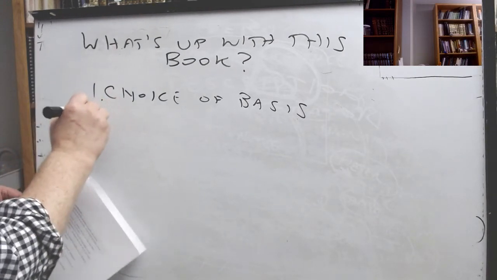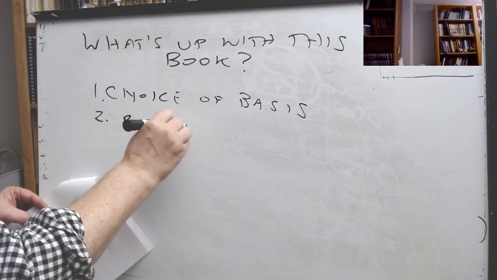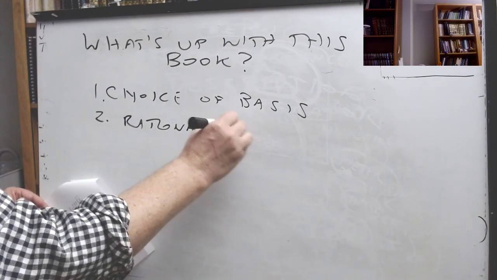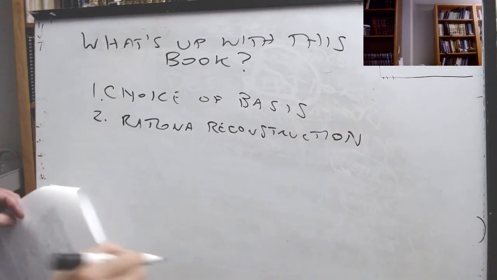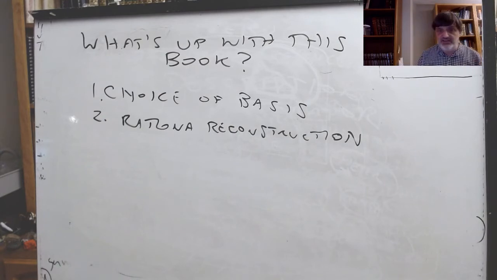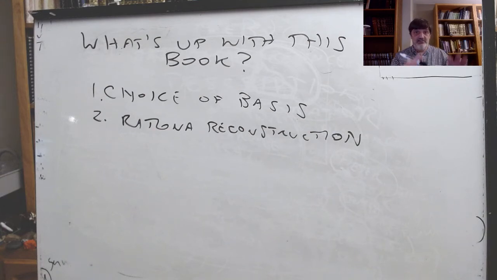Number two is something I've already alluded to several times, rational reconstruction. Carnap says over and over again that it doesn't matter how we actually solve a certain problem, how we actually tell that something is a rattlesnake or not, how we actually tell whether there's a colored surface in front of us based on what's on our visual field.